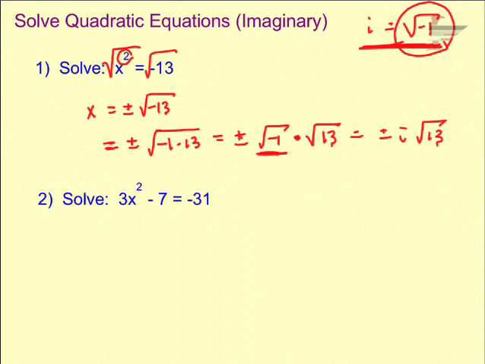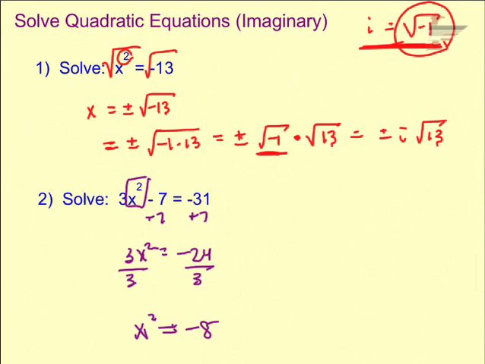We have 3x squared minus 7 equals negative 31. We have to find the squared term, get that all by itself. So we have the 3 and the minus 7 to get to the other side. We're going to want to add 7 first. So we have 3x squared equals negative 31 plus 7, which is a negative 24. And then divide both sides by 3. So we have x squared equals negative 24 divided by 3, which is a negative 8.